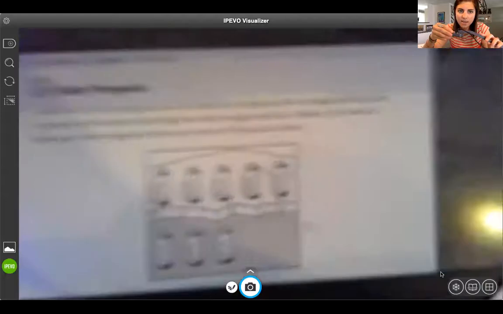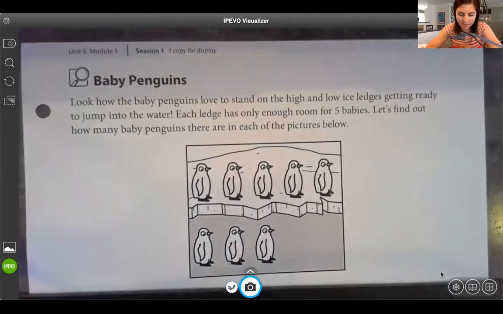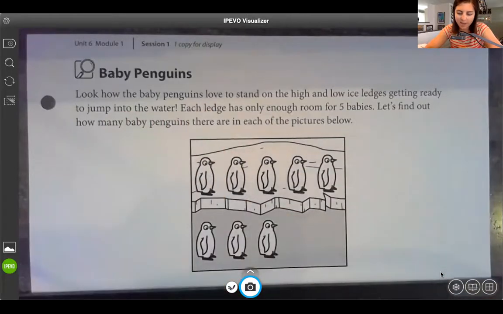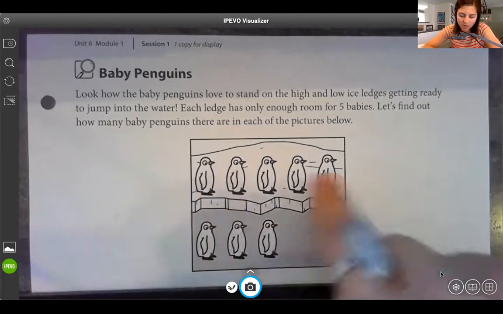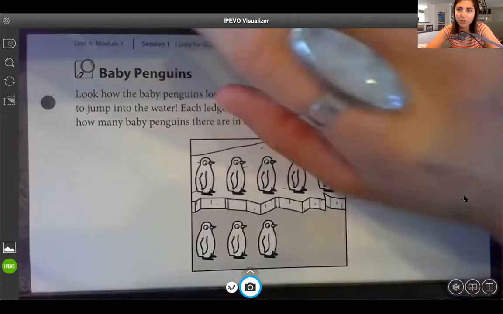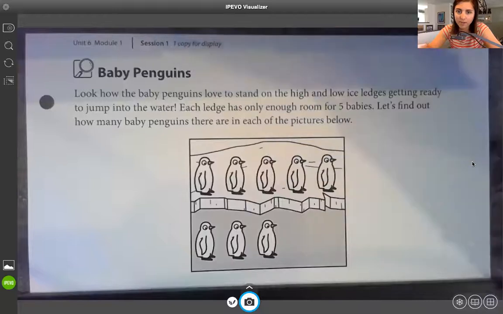All right, so it says baby penguins. So these are little baby penguins. Look how the baby penguins love to stand on the high and low ice ledges, getting ready to jump into the water. Each ledge has only enough room for 5 babies. So they only have enough room for 5 babies. Let's find out how many baby penguins there are in each of the pictures below. So let me make this a little bit bigger.